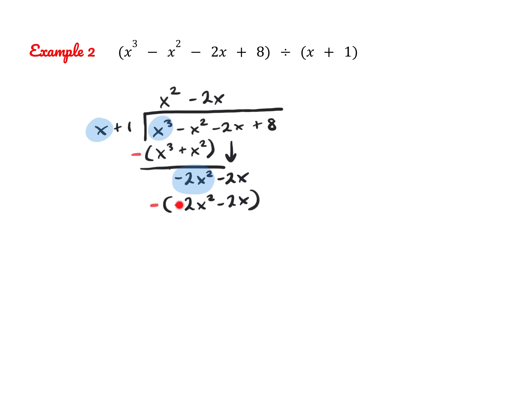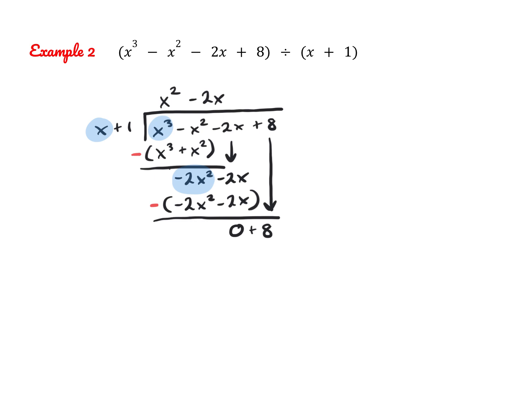Negative 2 minus negative 2 gives me 0x squared. And negative 2x minus negative 2x, so it turns into plus 2x, is also 0. It's okay if a term ends up being 0. But we're not done. We still need to bring this down and see. Well, for our final term, this is just a constant, and I can't do a constant divided by x. So when we've gotten to this point, we know that we can't divide anymore, so we're done.